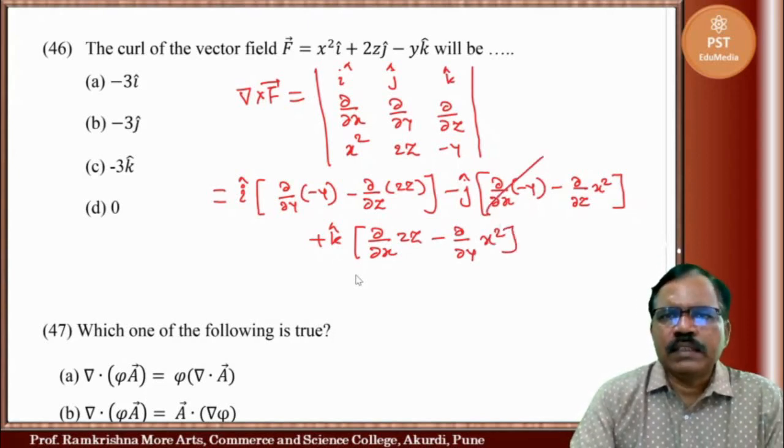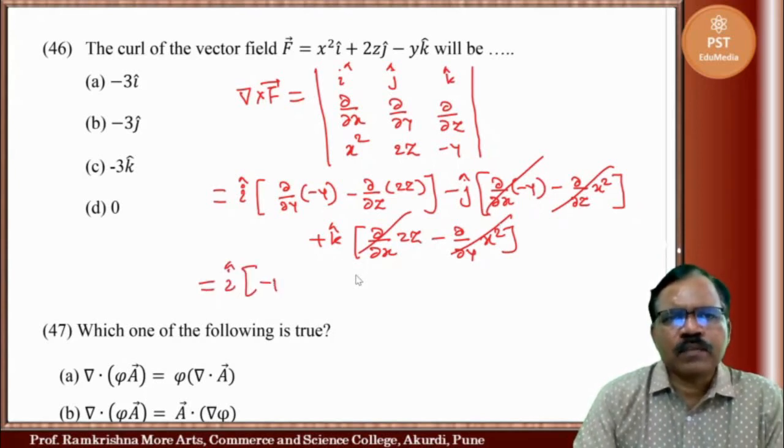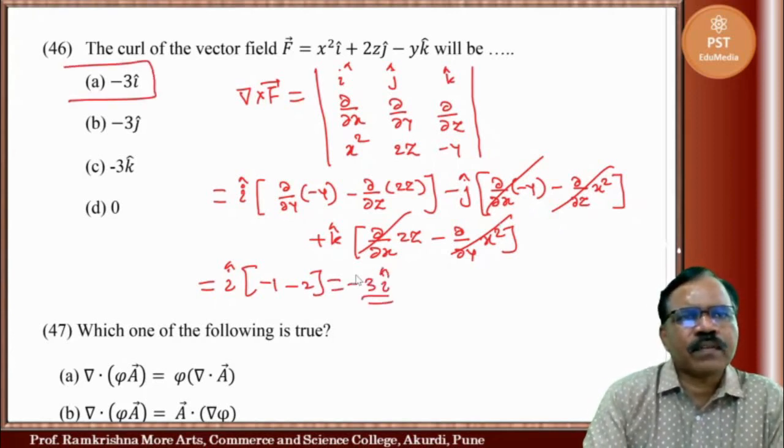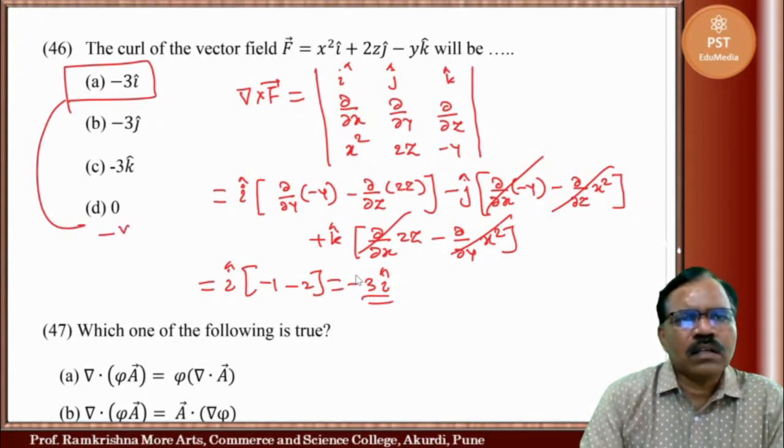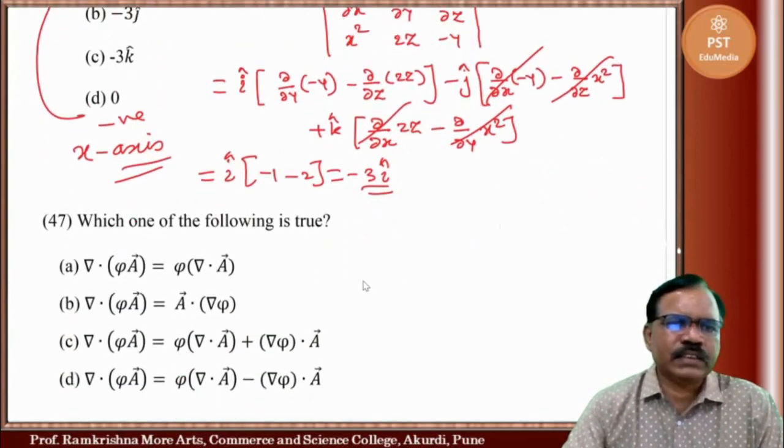Now see here, these are 0. So we will get only i in bracket minus 1 minus 2. So it is minus 3i. This is del cross f, that is along negative x-axis. Del cross f is along negative x-axis.